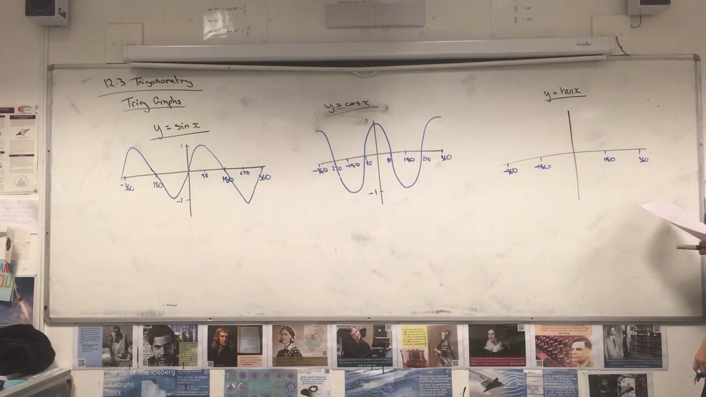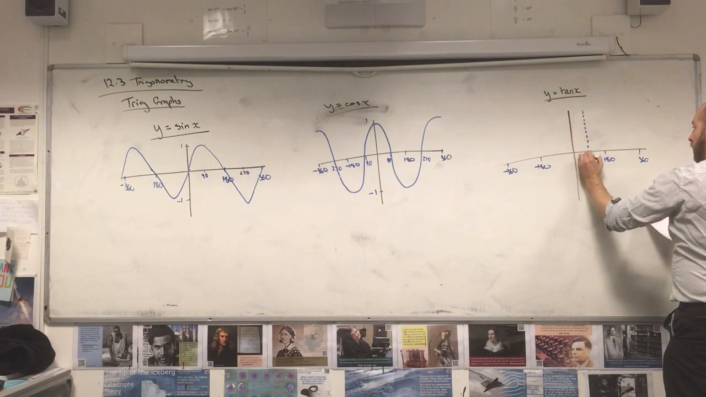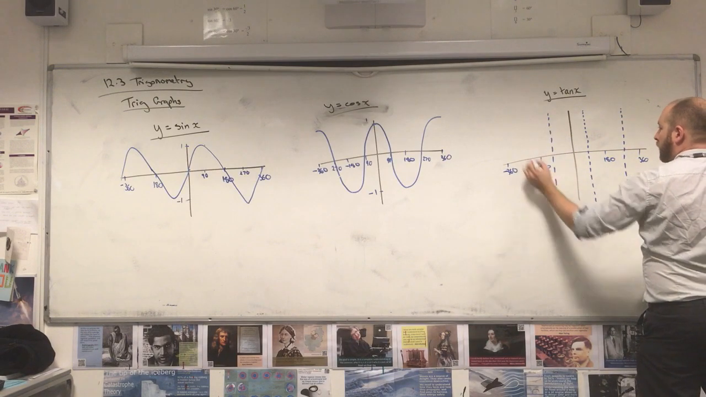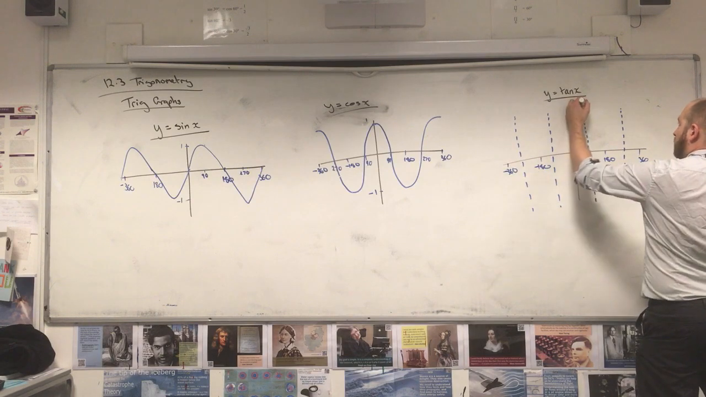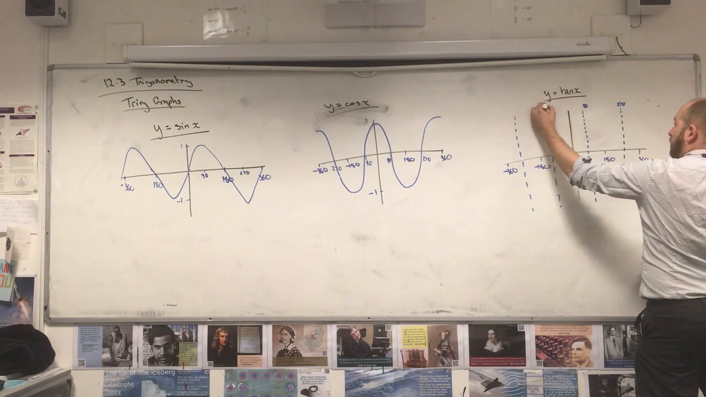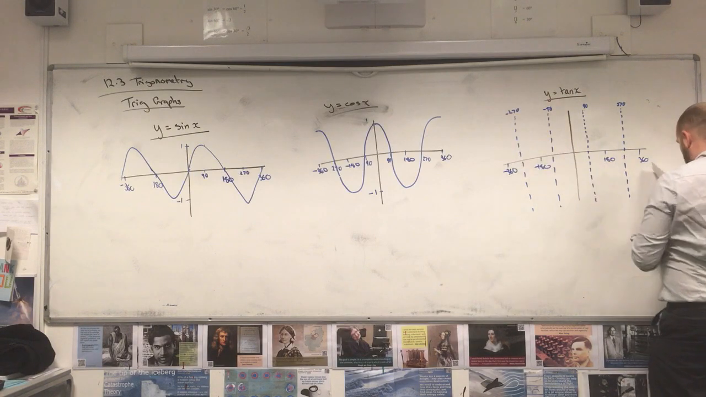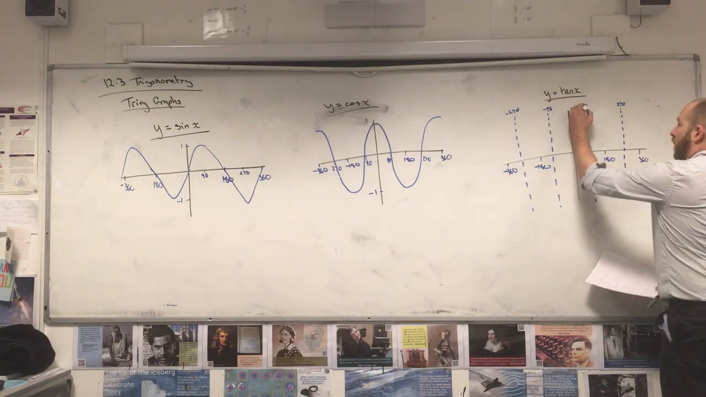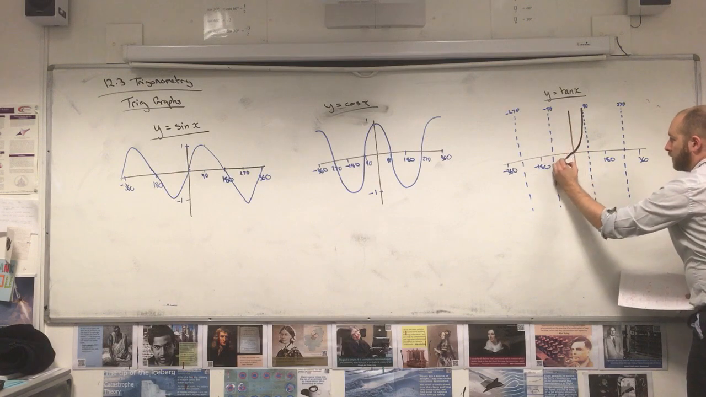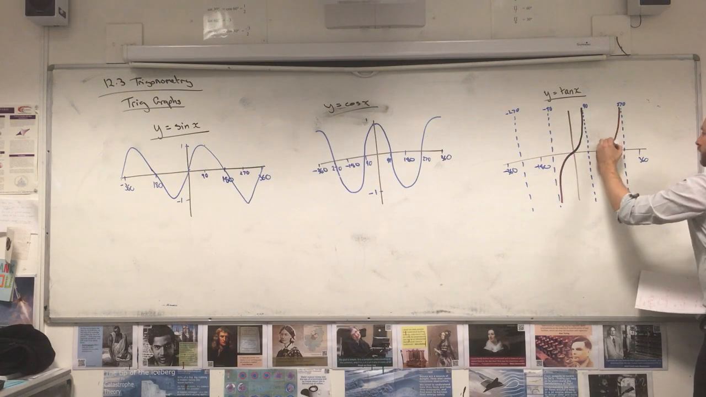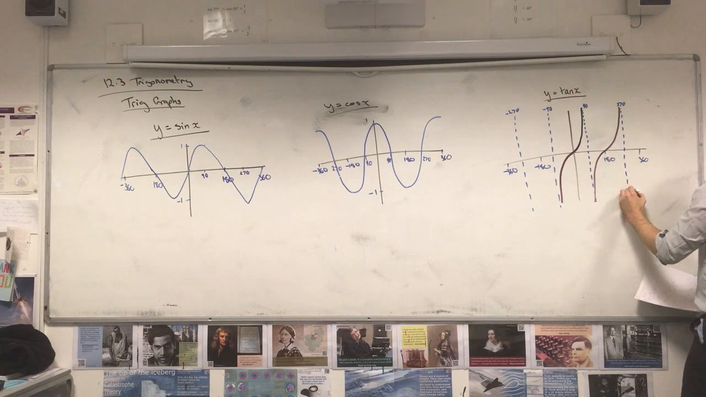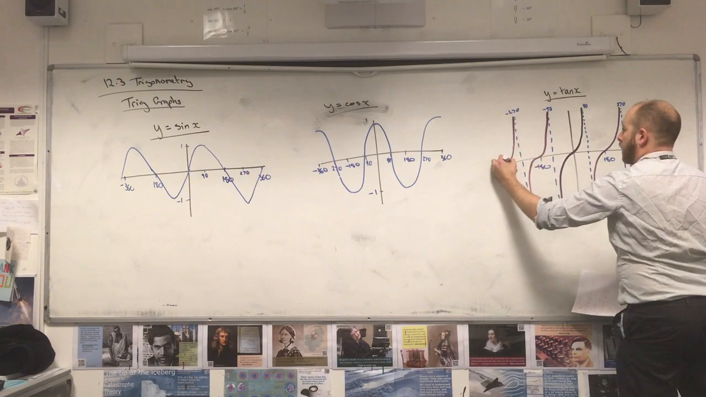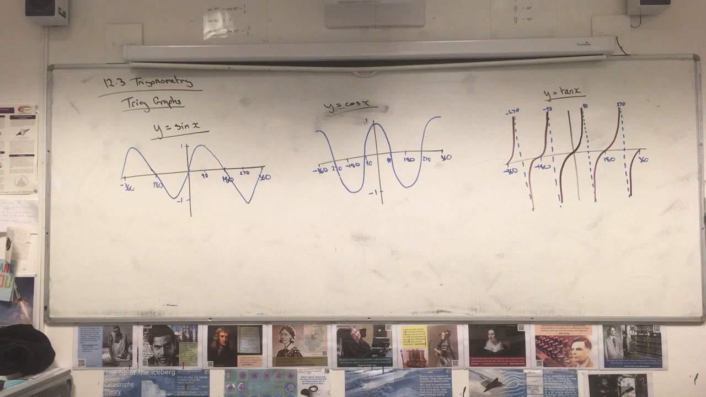And tan's a weird one, tan has asymptotes. So there's an asymptote at 90 and at 270. And at minus 90 and at minus 270. So if I put those in. And tan goes up to those asymptotes. And tan passes through 0 at 0. That. So there we have sine, cos and tan.